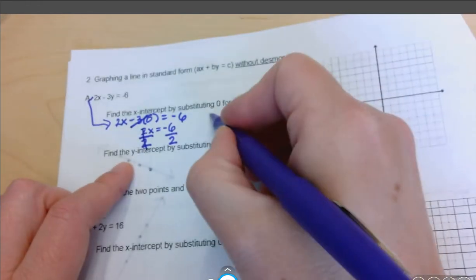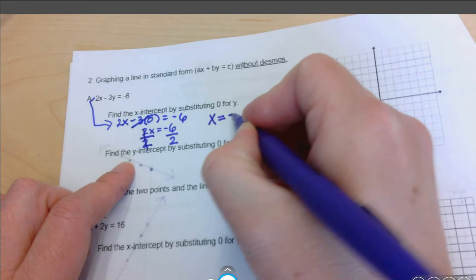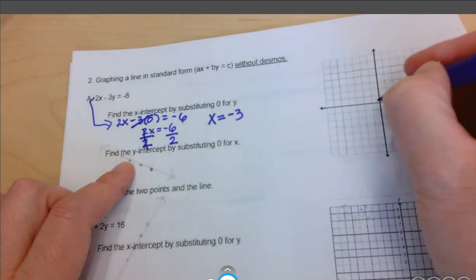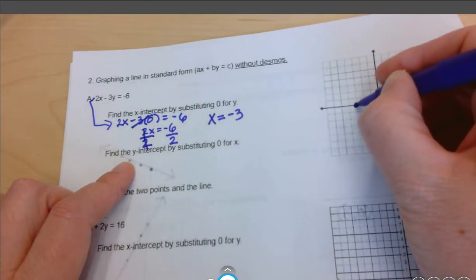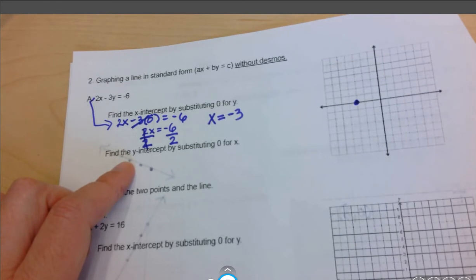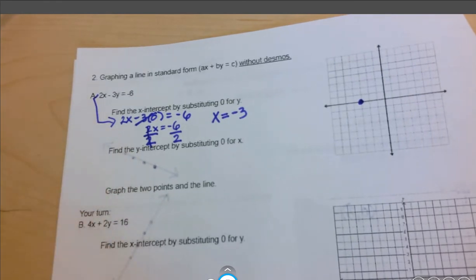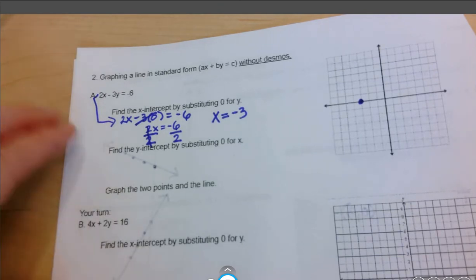Very good. All right, so for my x-intercept, I get negative 3. So on the x-axis, you want to mark negative 3. And you could really find any points you want, but the easiest points to find are the intercepts because you substitute 0 for those. All right, let's do the other one.